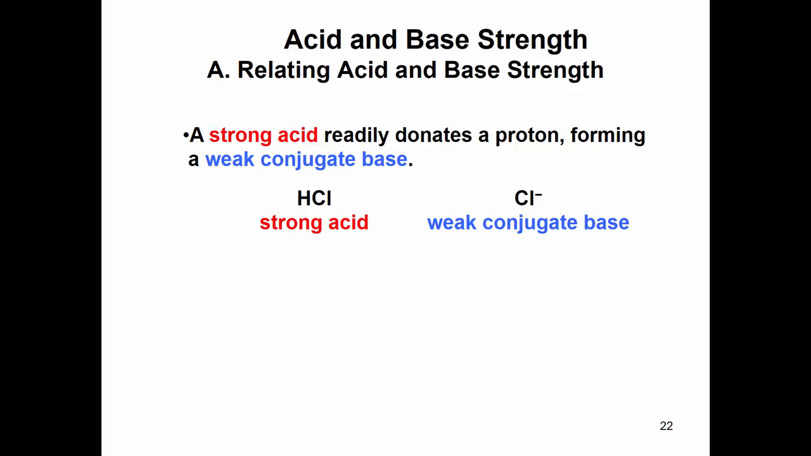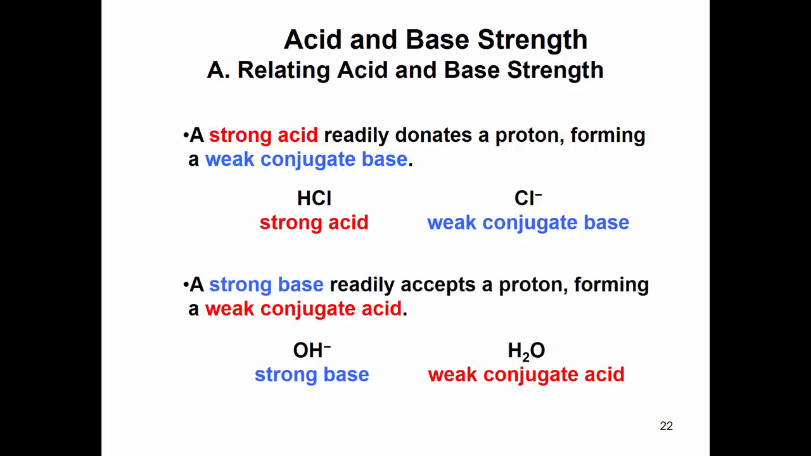So HCl, the reason that it is a strong acid is because it readily donates that proton. That's the definition of an acid, is that it donates a proton. Okay, and so what I want you to see here is that if you have a strong acid, think about your conjugate acid base pairs, it forms a weak conjugate base. So they have an inverse strength relationship.